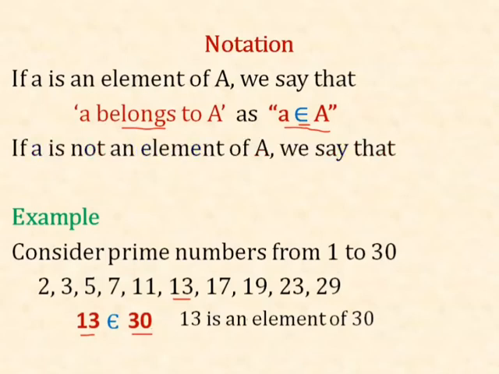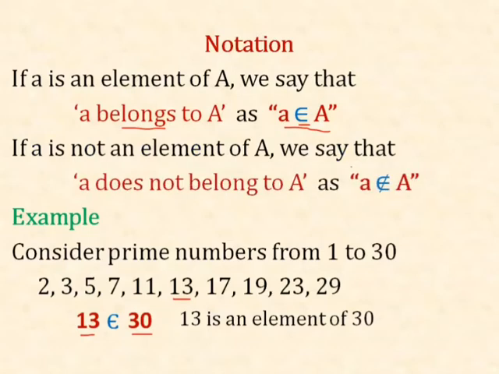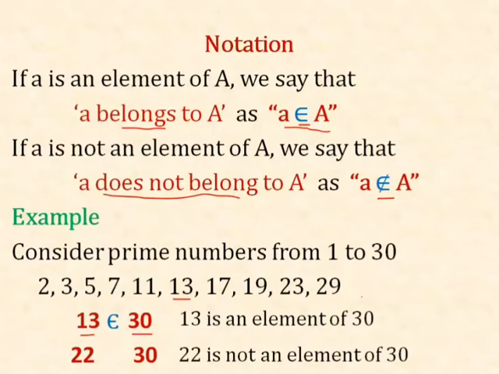If a is not an element of set A, we say that a does not belong to set A. So the epsilon should be struck out here. We use this notation to represent does not belong to. Here they have given 22. We need to say whether it belongs to or does not belong to the set. Here 22 is not an element of the set. So we are using the notation does not belong to.